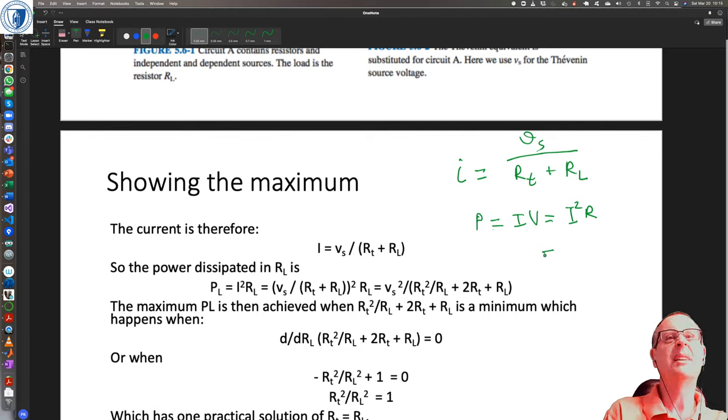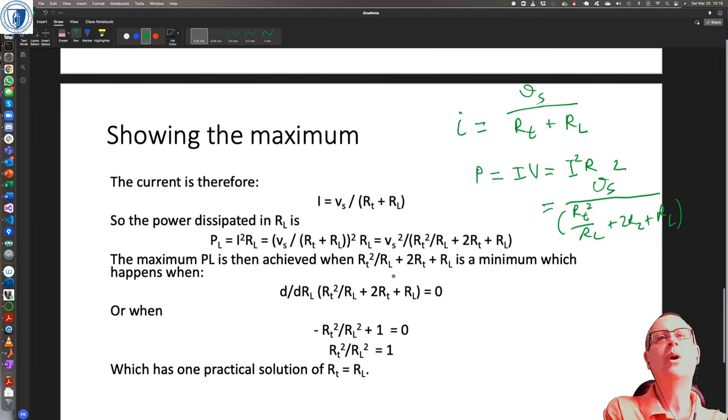So let's just write that out. It's going to be VS squared divided by RT squared on RL plus 2RT plus RL. And I wonder whether there's a missing squared there. Or maybe that's what the divided is. No, it's all right.